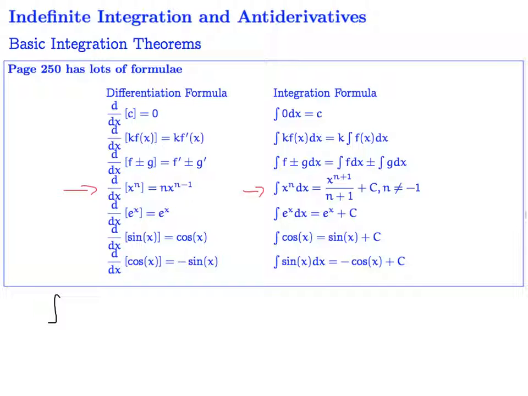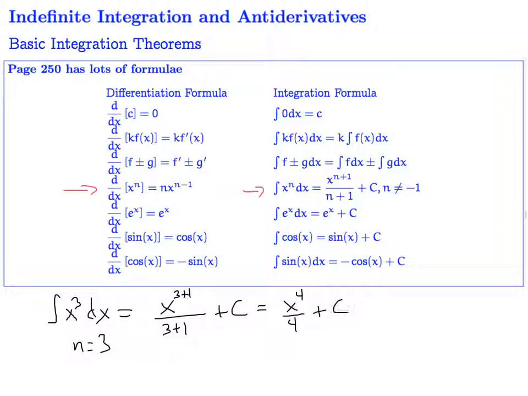So suppose I wanted to integrate x cubed dx. The first thing to recognize is that in this case my n is equal to 3. So if I just look at it in terms of pushing symbols around, I need to take x to the 3 plus 1 all over 3 plus 1 plus c, because when I simplify this I get x to the 4th over 4 plus c.